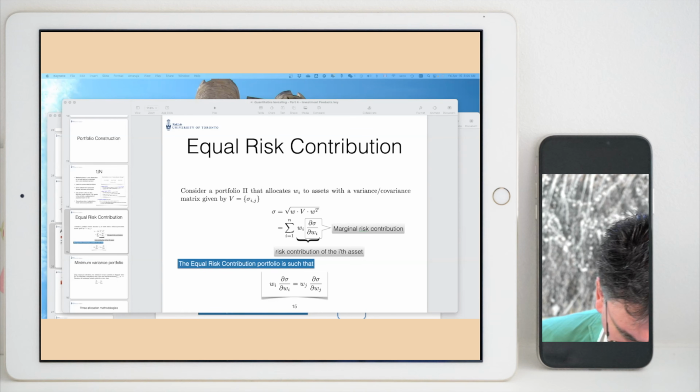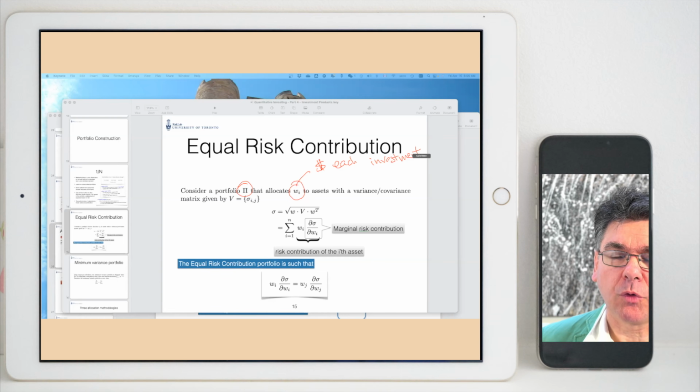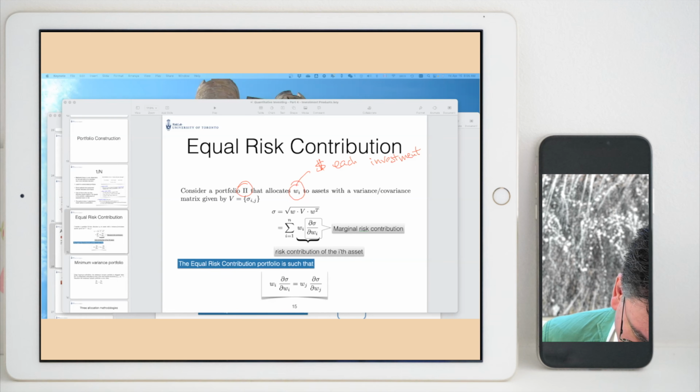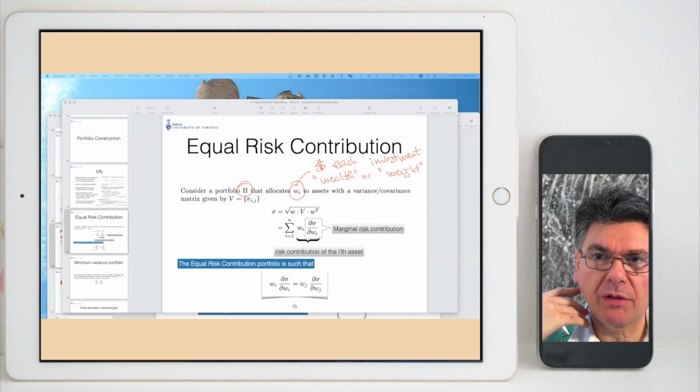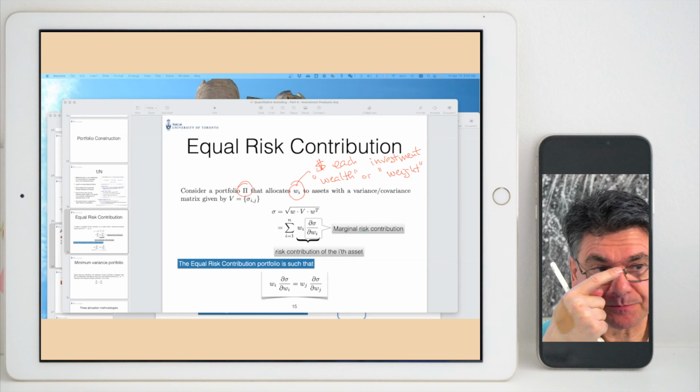So as usual, we start with a portfolio which allocates the amount of money that goes to each investment. We call it W, for wealth, or weight. It says how much money I put into each investment, or what percentage of my wealth goes into each investment.